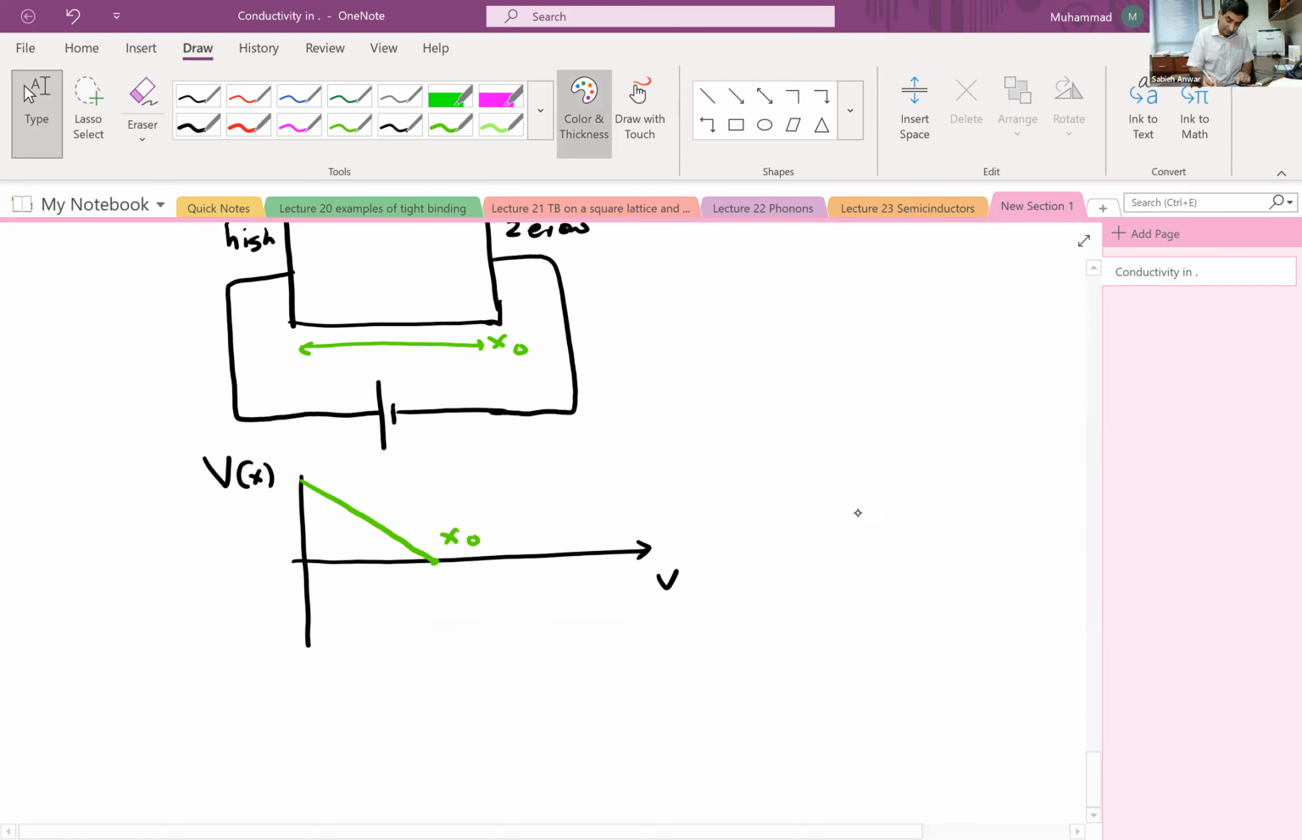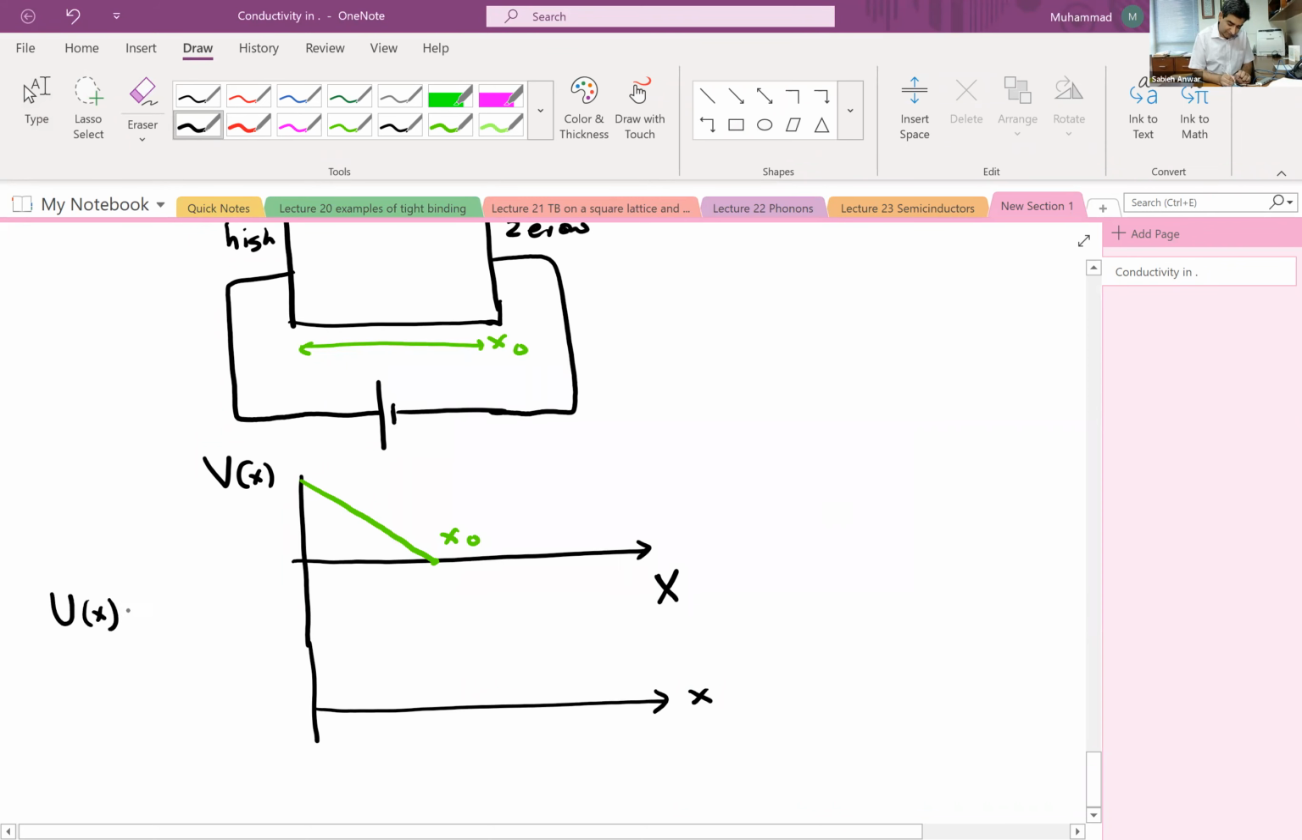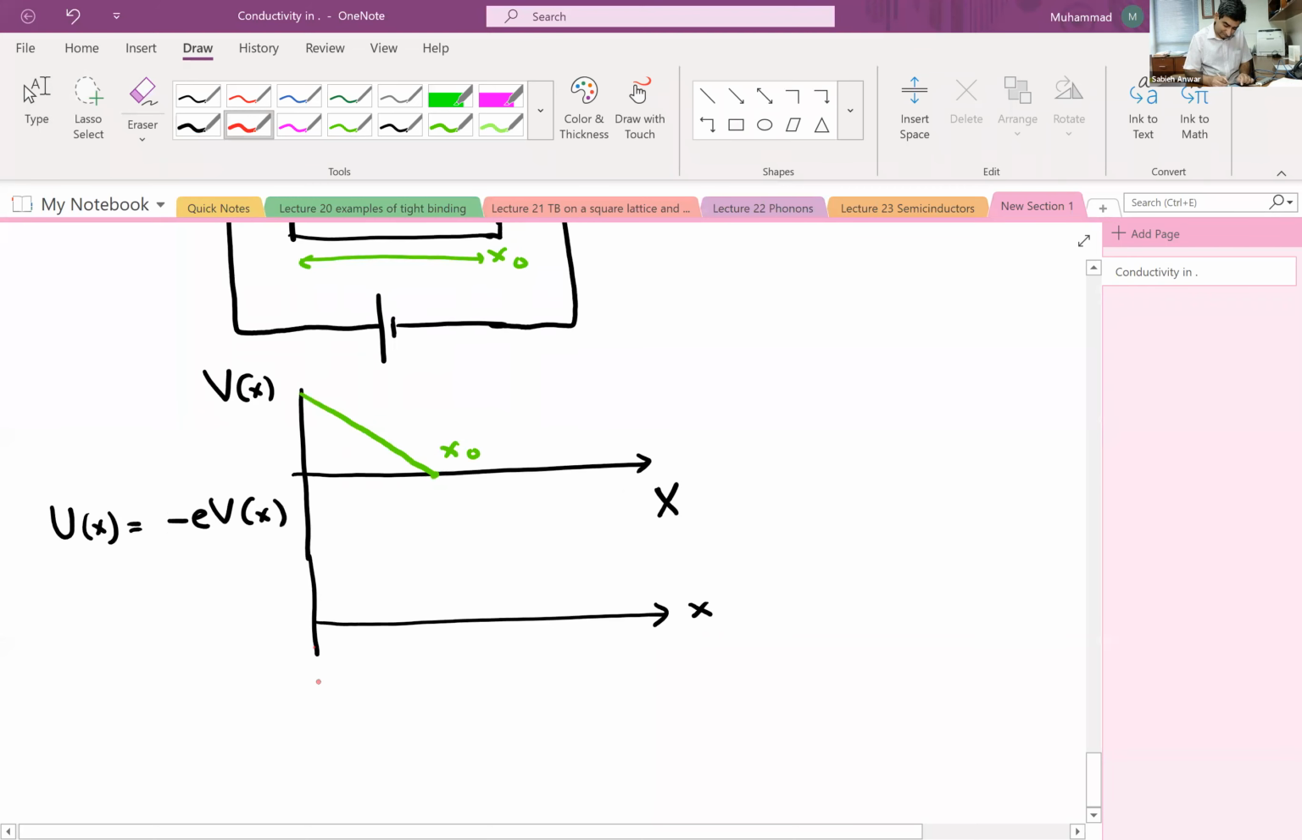If on the same curve, I would like to plot the energy of the electrons, let's call it U(x). It's going to be given by E minus EV(x). That's the potential energy of the electron. And let me plot this. This is what it's going to look like. Okay, so this is a plot of U(x), the potential energy of the electron.